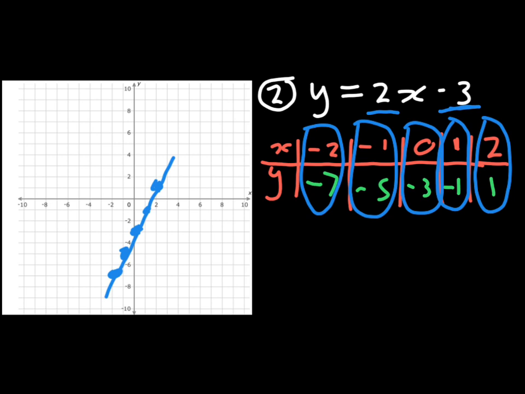Our last step is to just indicate what the function was, and that is y equals 2x minus 3. And that is how we plot the function given to us.